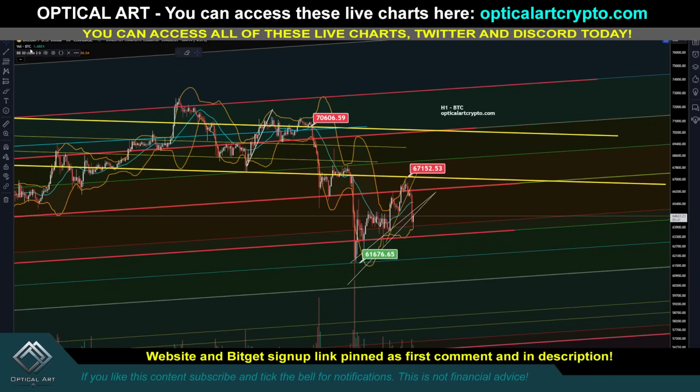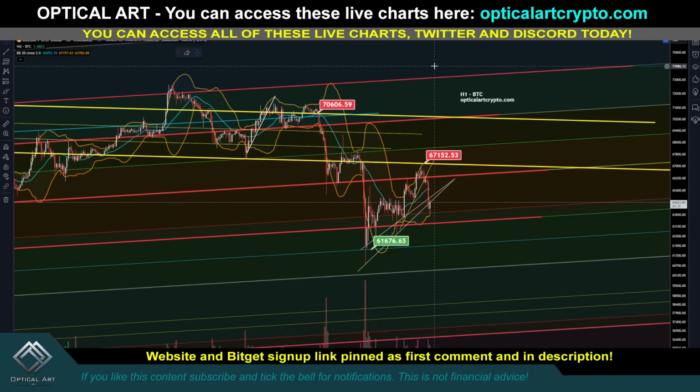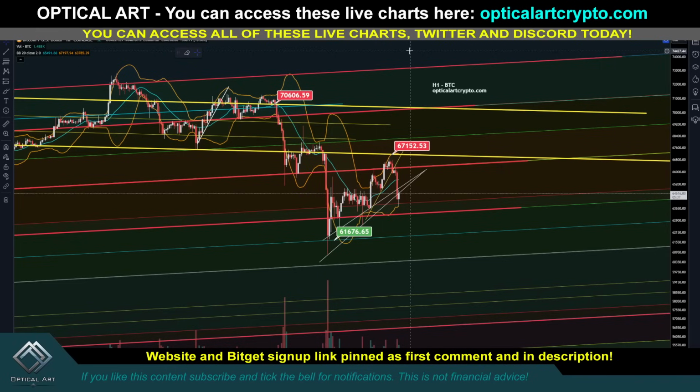So this is the H1 chart. This is just your key levels to pay attention to on the hourly. And I covered this in the previous video, this trend line right here was around 70,644. We pushed up, and as I showed you in Discord, we got rejected at 66,125. Your next upside target, we didn't quite make it to, is 67,152.